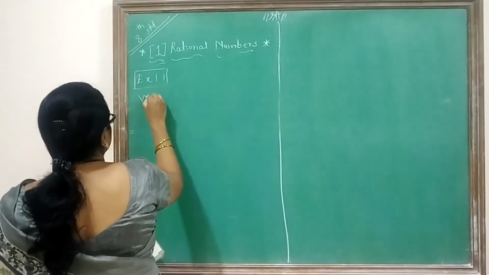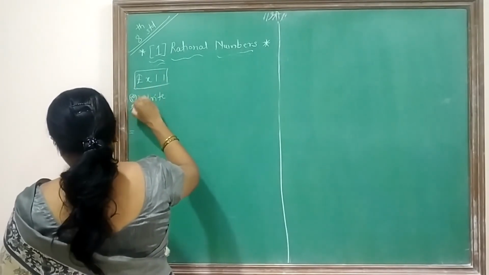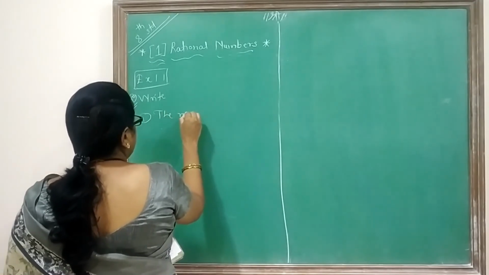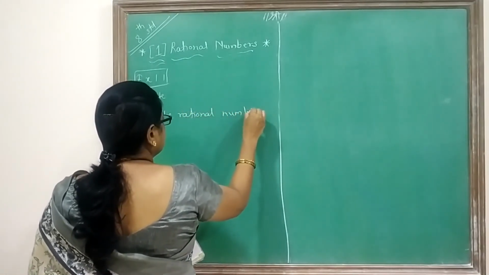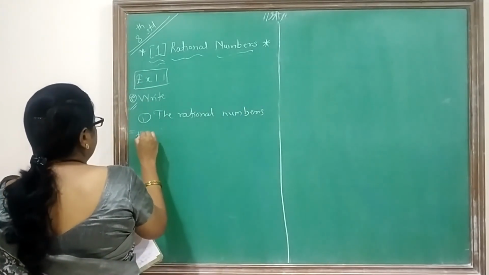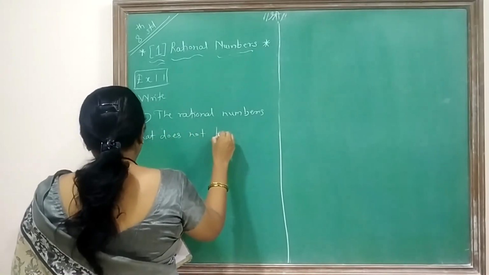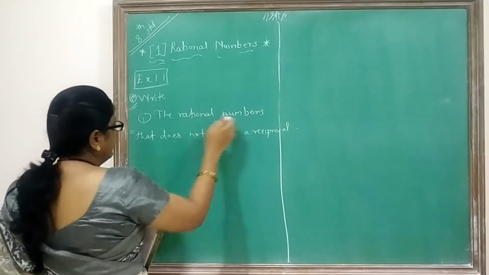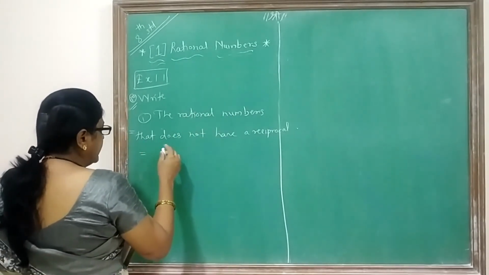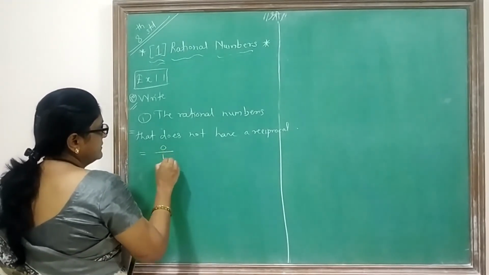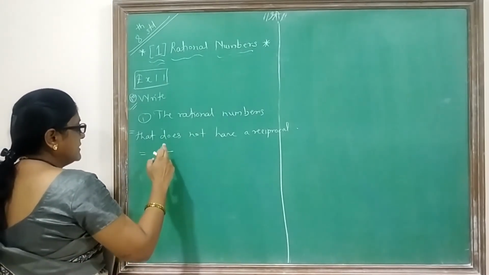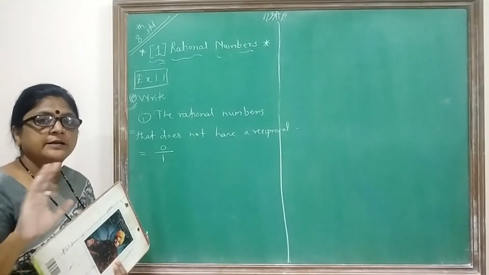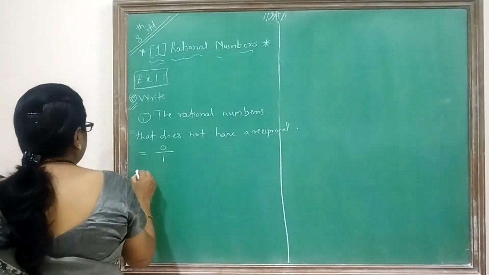Then next example, write your 10th example. The rational numbers that do not have a reciprocal. Your question is what? The rational number that does not have a reciprocal. You will write in answer form, 0 by 1, and this is your answer, because you don't write 1 upon 0, because 1 upon 0 is an undefined term. Means your answer is 0 by 1.